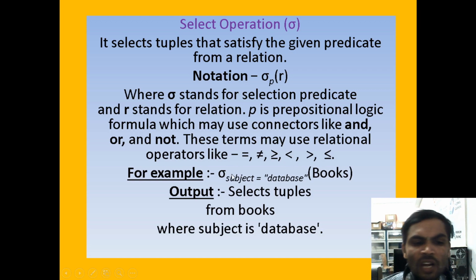Now, for your understanding, sigma with subject equals database on the book table. Here we are writing a condition, where the subject is equal to database. This is the where clause, and the main purpose of the where clause is filtering the data.